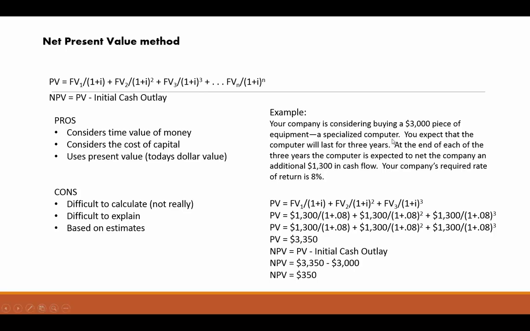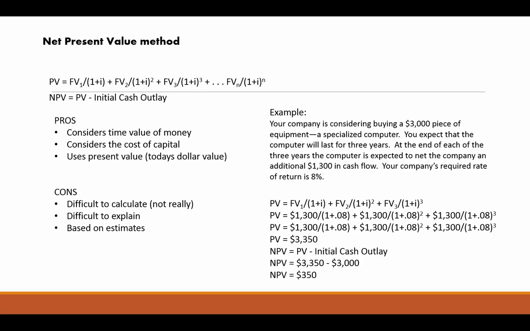So we work it out: 1,300 divided by 1.08, 1,300 divided by 1.08 squared, 1,300 divided by 1.08 cubed, and that comes out to $3,350. Now to find the net present value, we take that present value that we've calculated, $3,350, we subtract the $3,000 initial cash outlay, and that leaves us with a net present value of $350.